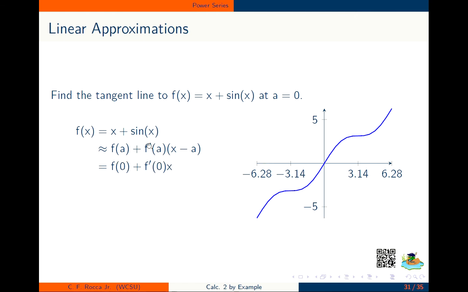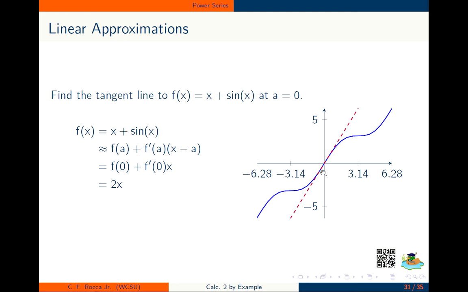All right, so because I want to do this at a equals 0, I replace all my a's with 0. If I plug 0 into this, I get 0 plus 0, and so that'll just be 0. The derivative of this function will be 1 plus cosine of x, and when I plug 0 in, I get a slope of 2. So the tangent line for this function is 2x, an intercept of 0 and a slope of 2. We can see that very close to x equals 0, very close to the origin, the tangent line gives us a very nice approximation of this function.